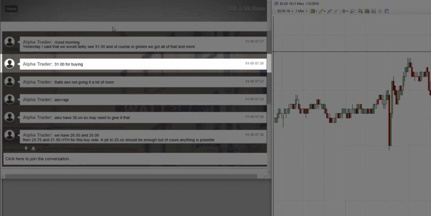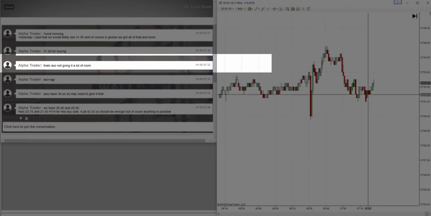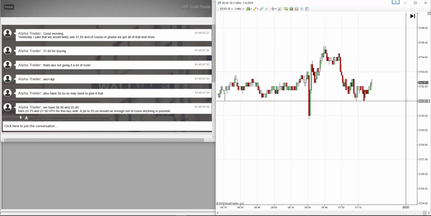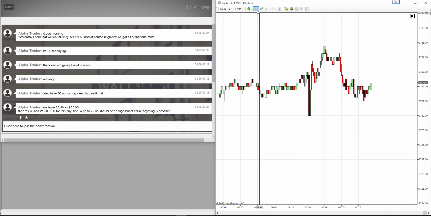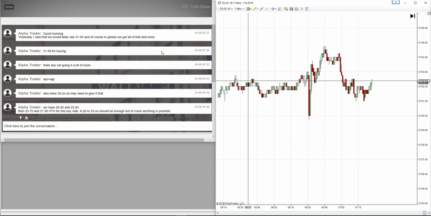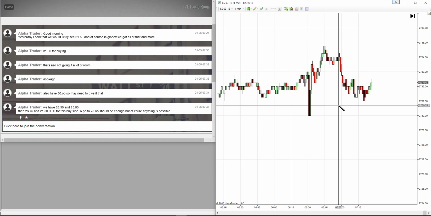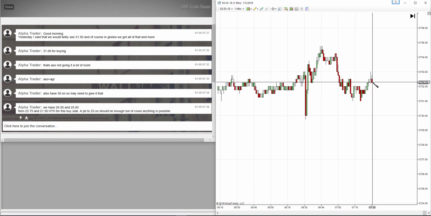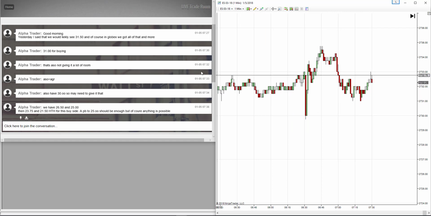So the first post, 31 for buying. What that means is that at the price of 31, we are going to look to buy. So whatever type of trading software you use, you should have some sort of drawing tool. So for me, I'm just going to use a horizontal line. So when I see that, so at 7:30, actually let me scroll to 7:30, which is right here. So at 7:30, that was posted. Okay, so let's be accurate here.